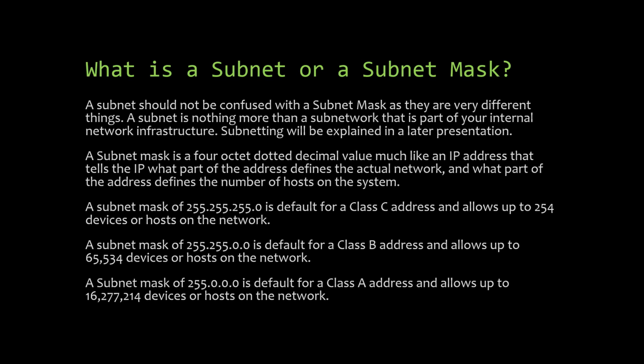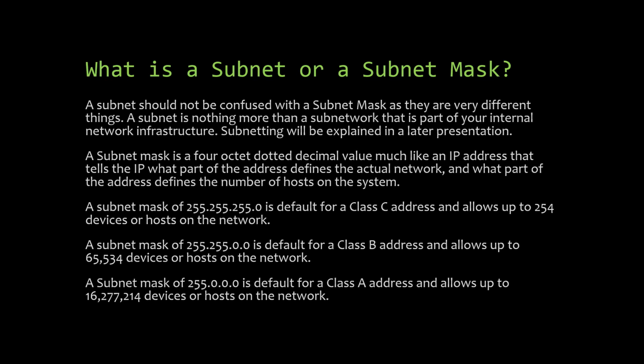A subnet mask of 255.255.255.0 is the default for a Class C address that allows up to 254 devices or hosts on the network. A subnet mask of 255.255.0.0 is a default for Class B addresses and allows up to 65,534 devices or hosts on the network. A subnet mask of 255.0.0.0 is a default for Class A addresses and allows up to 16,277,214 devices or hosts on that network. By hosts or devices, that can be computer systems, phones, printers.